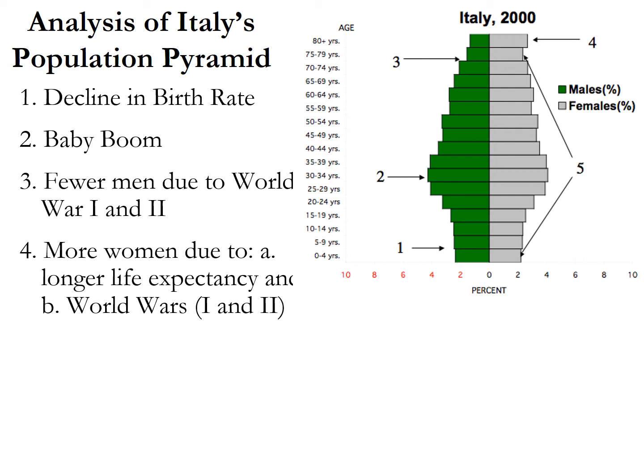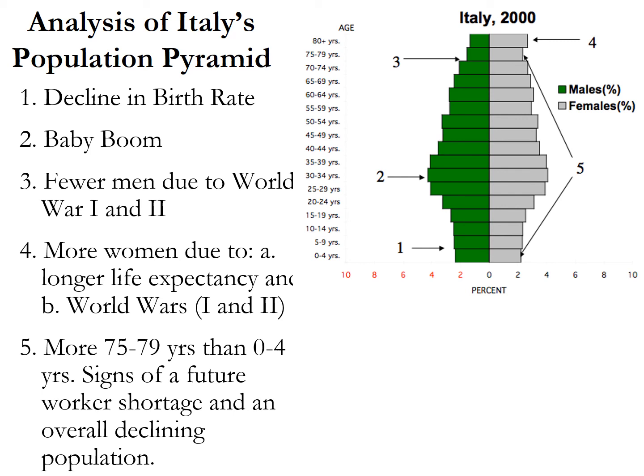If you look at 4, it shows that women live longer. They have a higher life expectancy because there's more women at that age. It could be a mix of also the results of the world wars. And then finally, if you look at 5 versus 1, that dependency ratio problem.